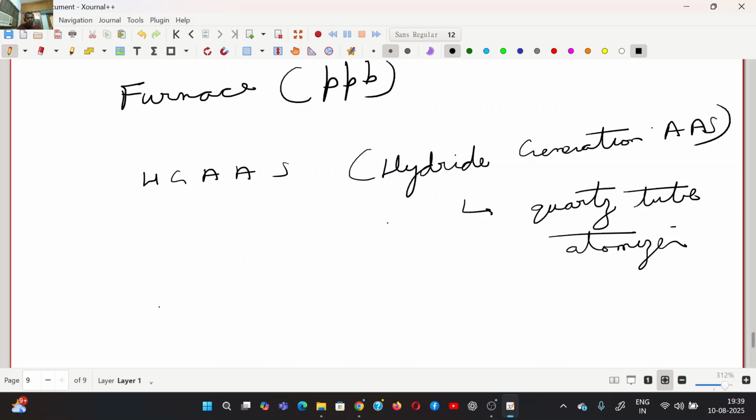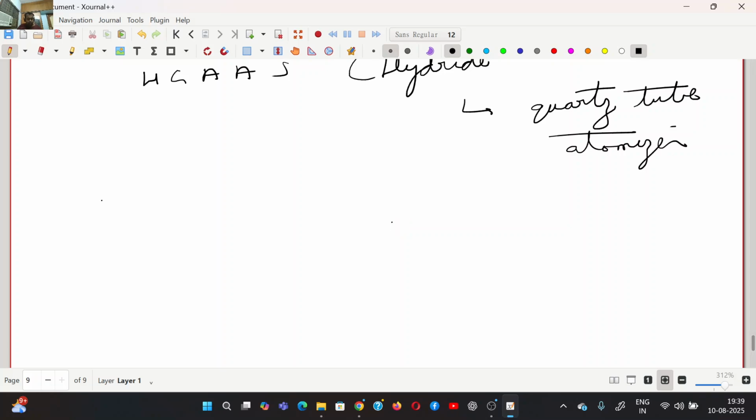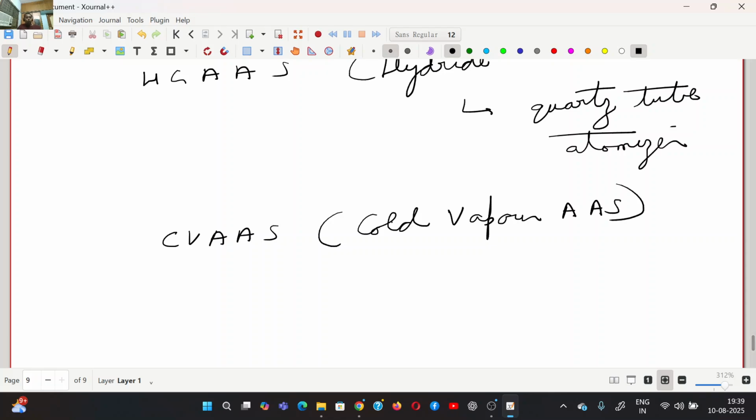So like that, there is something called CVAAS, which is cold vapor AAS. Cold vapor AAS is designed specifically for detecting mercury at ultra trace levels. It's based on the fact that elemental mercury is volatile at room temperature, so it's directly carried into the optical path without the need of any flame or a furnace, and it allows for extremely low detection limits.